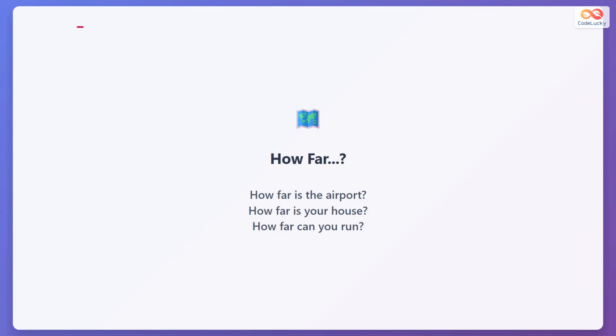How far questions measure distance between two places or points. How far is the airport asks distance from your location to the airport. How far is your house measures from current position to home. How far can you run asks maximum distance someone travels. Answer with miles, kilometers, or blocks.